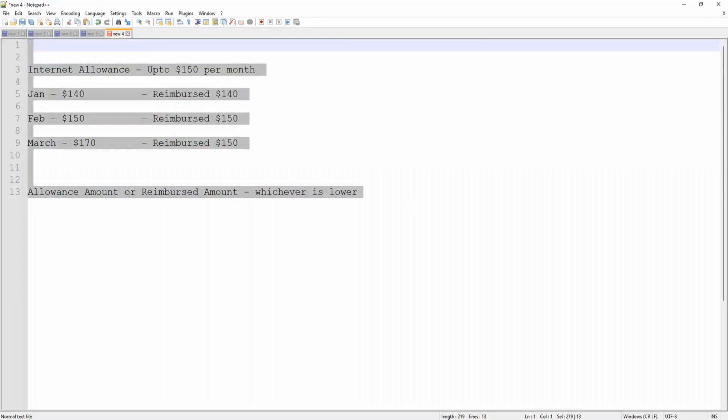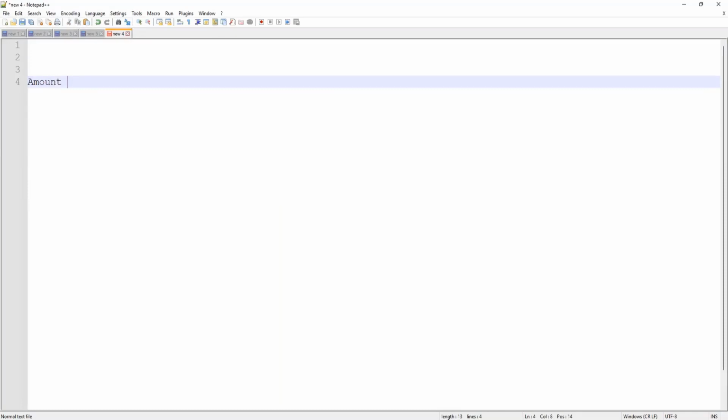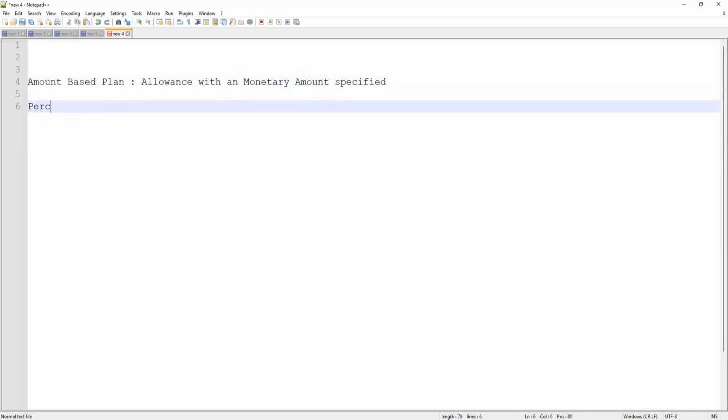Now, while we are here, what is an amount-based plan? The internet expense that we saw, was that an amount-based plan? Yes, where in the allowance they specify an amount. So this is an allowance with a dollar amount, let's say with a monetary amount. With a monetary amount specified, that is the amount-based plan. So if it is a car allowance, and I tell you, I'll give you $1,000 per month, that is an amount-based plan, because I am specifying the monetary amount.